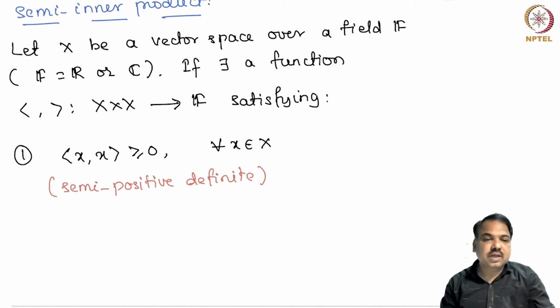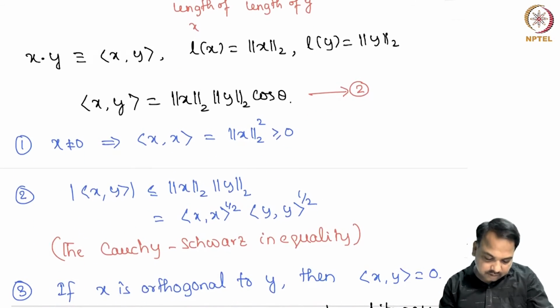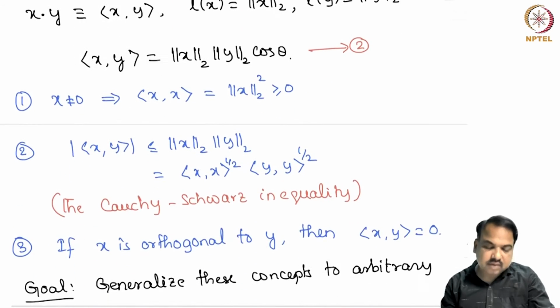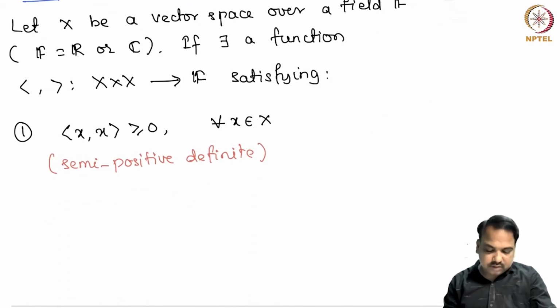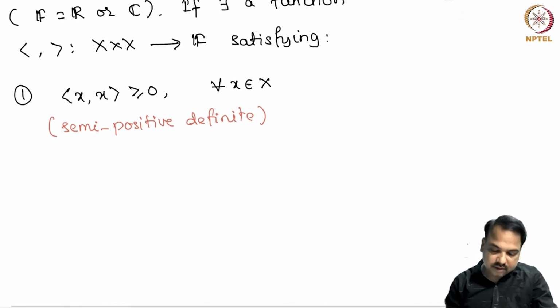This condition is very natural because if you look at the scalar product of x with x, we have observed that it is length of x square, which is always positive. So we want to generalize the concept of scalar product, and for that we need this condition.